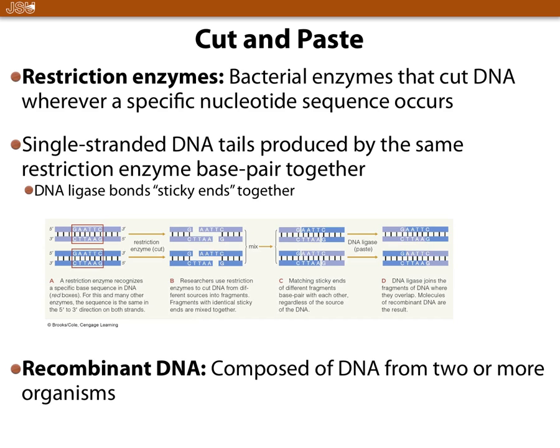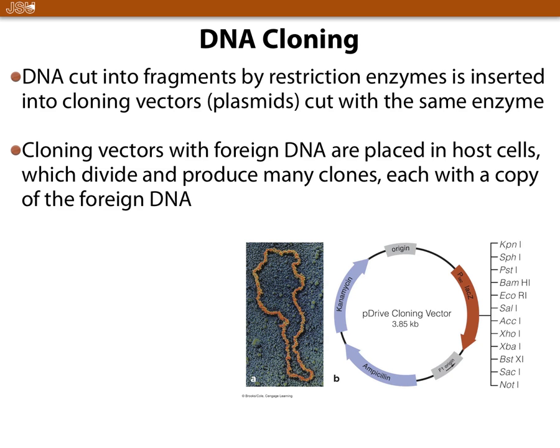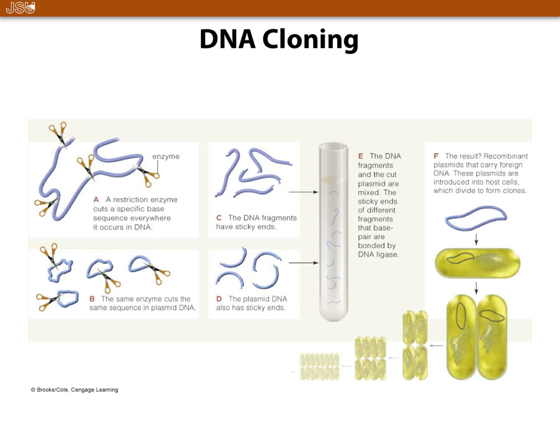You also need to know what recombinant DNA is. Recombinant DNA is DNA from two or more organisms. Okay, for example, I might take bacterial DNA and add it to human DNA. Put that in a bacteria. That is recombinant DNA. Now, we use this to clone DNA.